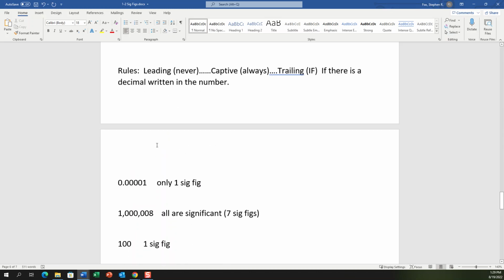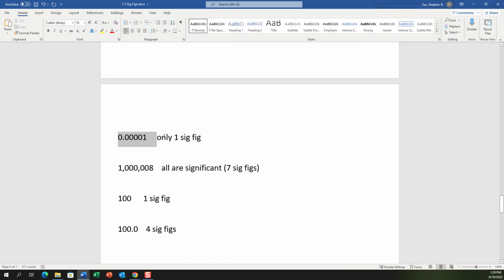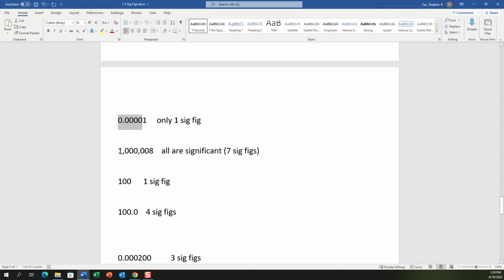All right. So let's look at it. So this number, the way it's written, only has 1 sig fig because these are leading zeros. So it's just that digit that is significant. So here, all the digits are significant because we would define these zeros as sandwich zeros or captive zeros, between 1 and 8. So 1 and 8 are significant, and then the zeros between there would also be significant. Okay?